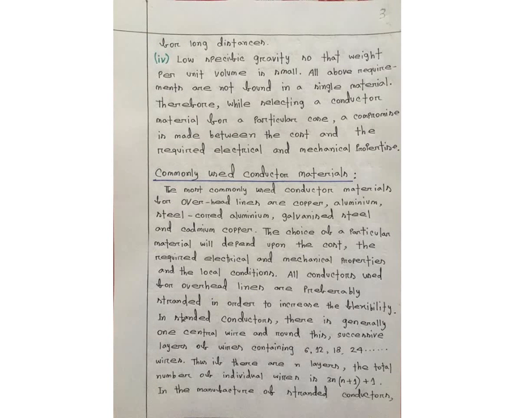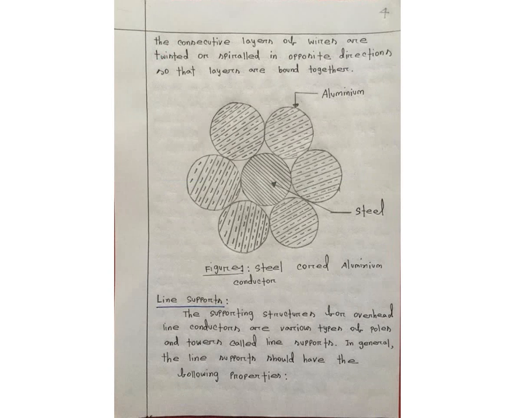Commonly used conductor materials are copper, aluminium, steel core aluminium, galvanized steel, and cadmium copper. So cadmium copper aluminium is a good material, that's why we use this. And this is a figure of steel core aluminium conductor. Above we see aluminium, and in the middle we see steel.